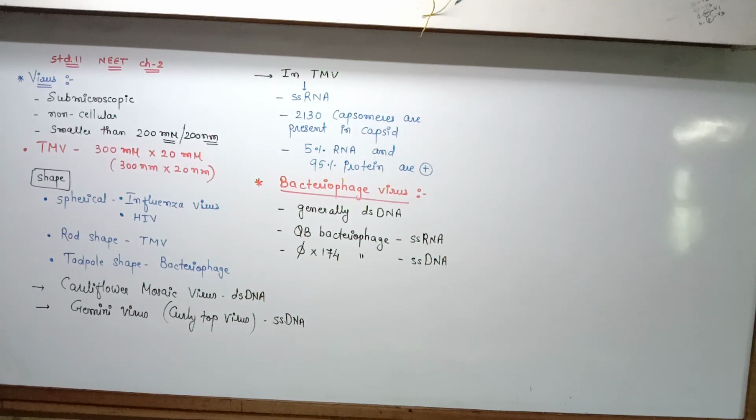Bacteriophage is mostly used in genetics. Bacteriophage. QB bacteriophage, this is the name of the bacteriophage. In that ssRNA is there, and phi X174, in that ssDNA is present.